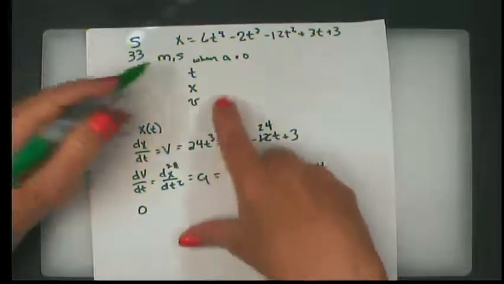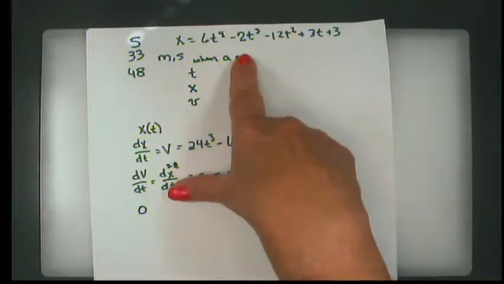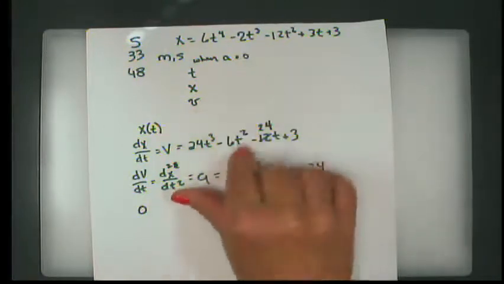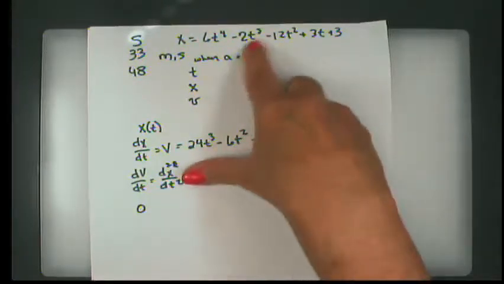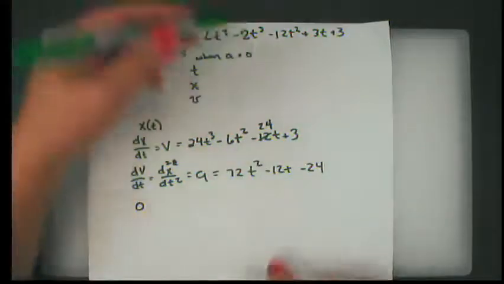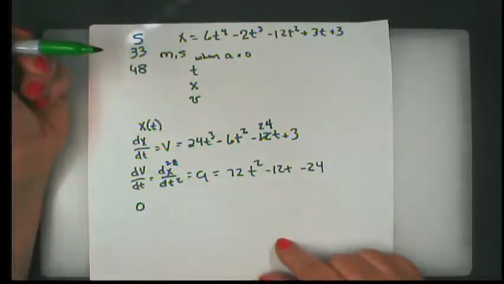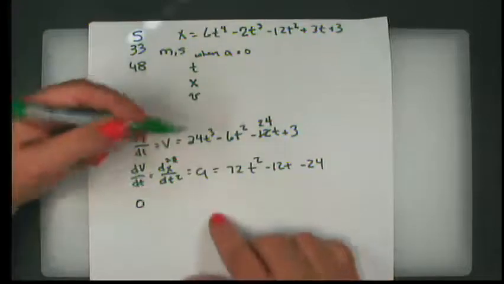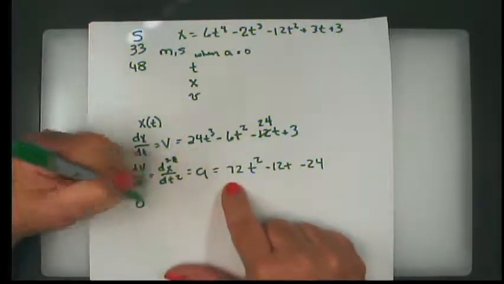Hang on just a second. I just want to make sure I wrote that down correctly. 6 times t to the third, 6. Okay, yeah. I don't know why I looked like I hadn't copied that down properly, but it's okay. All right, so we want to find when acceleration is equal to 0.